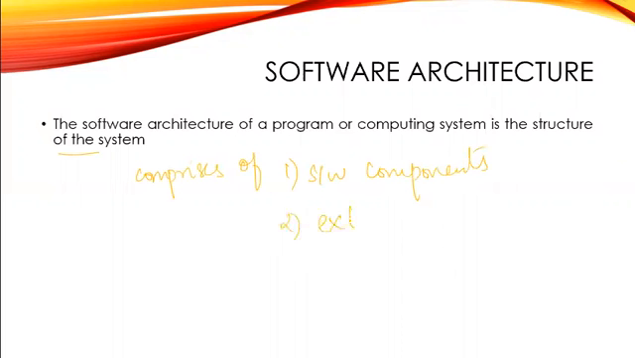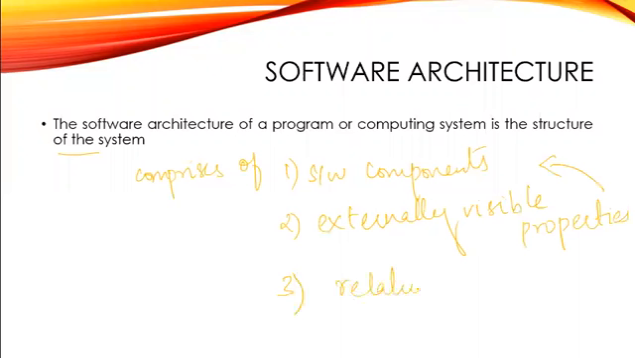then the externally visible properties of these components only. And what is the relationship among these different components, how these are connected. That is what a software architecture is.